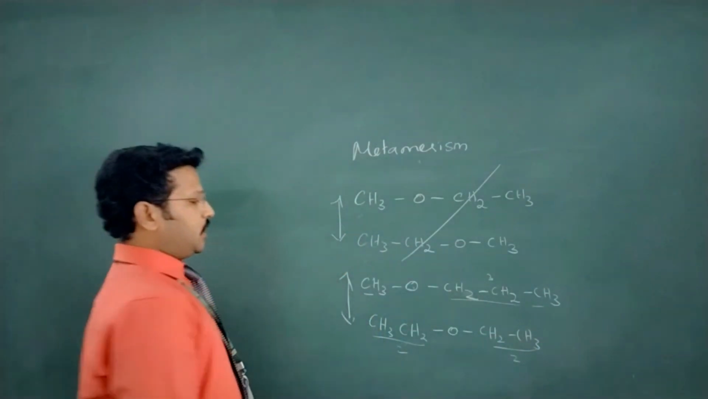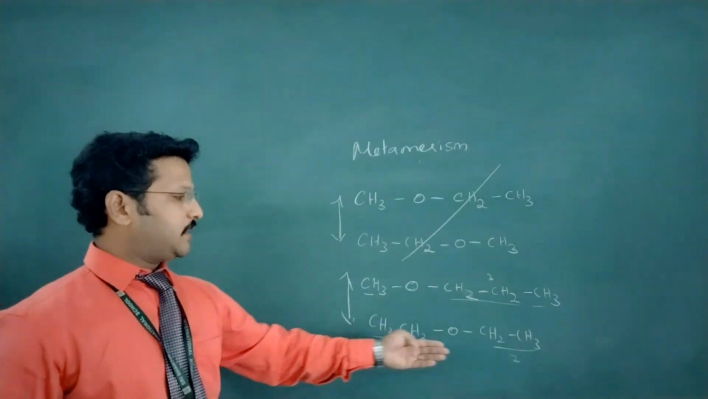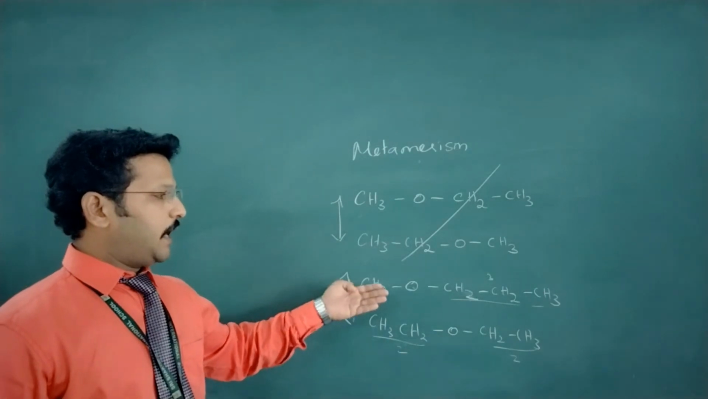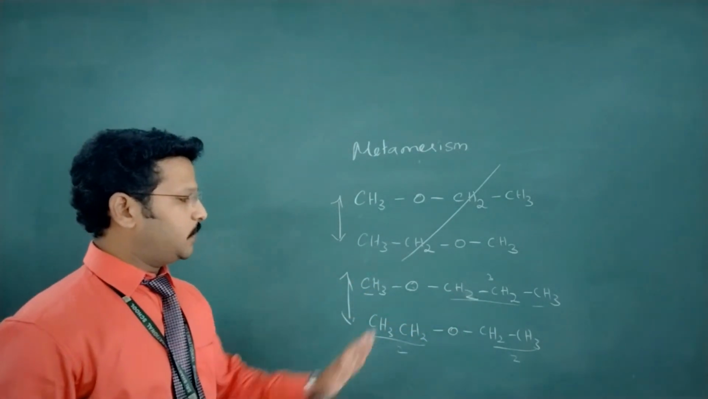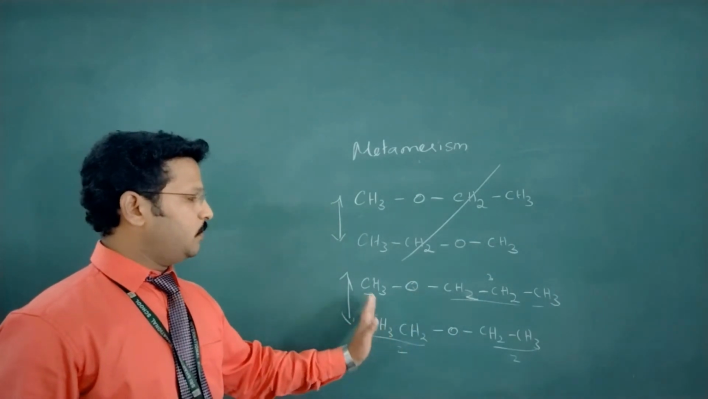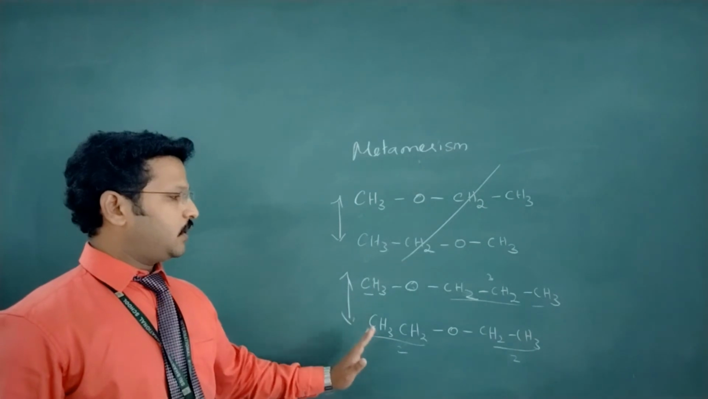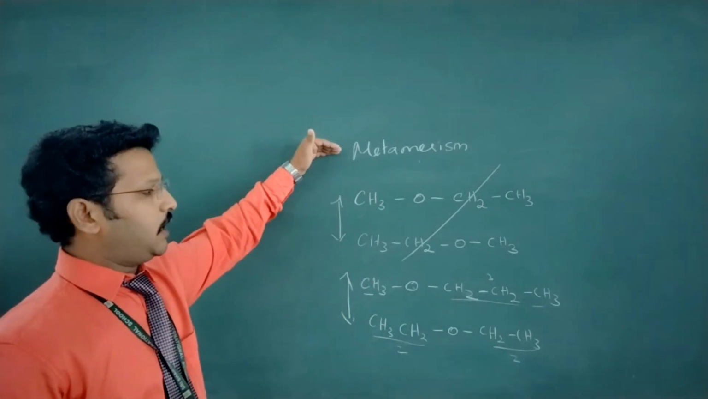This is methoxypropane, and this is ethoxyethane. So definitely these two will have a difference in the chain length on either side of the functional group, that is the polyvalent functional group. On either side we are having a different carbon length. So definitely this can exhibit a type of isomerism called metamerism.